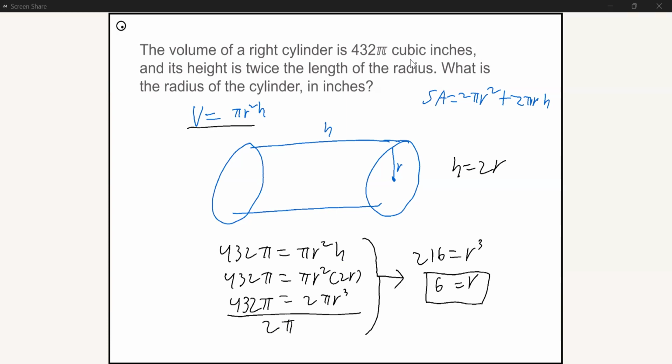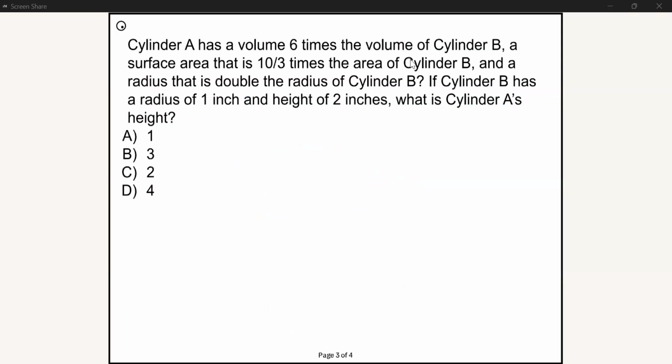But so that's all you did, right? You just did volume. You didn't have to do surface area, which is nice. Surface area is a little bit uglier. And then let's go on to the next question. Cylinder A has a volume 6 times the volume of cylinder B, a surface area that's 10/3 times the area of cylinder B, and a radius that is double the radius of cylinder B. If cylinder B has a radius of 1 inch and a height of 2 inches, what is cylinder A's height?